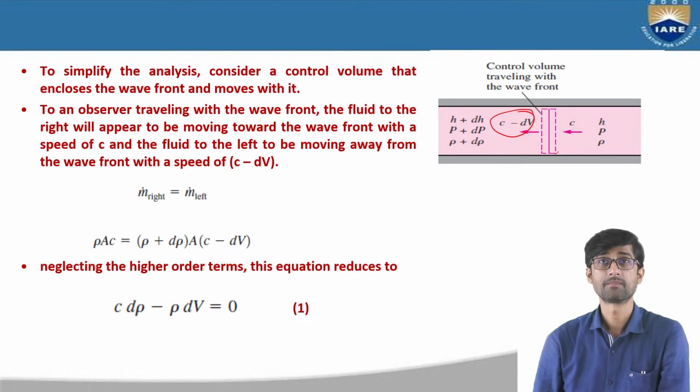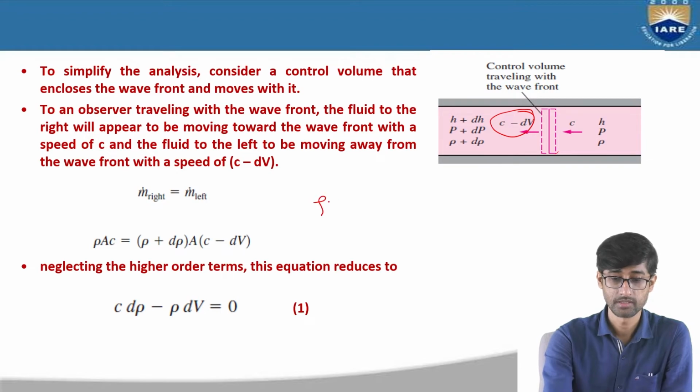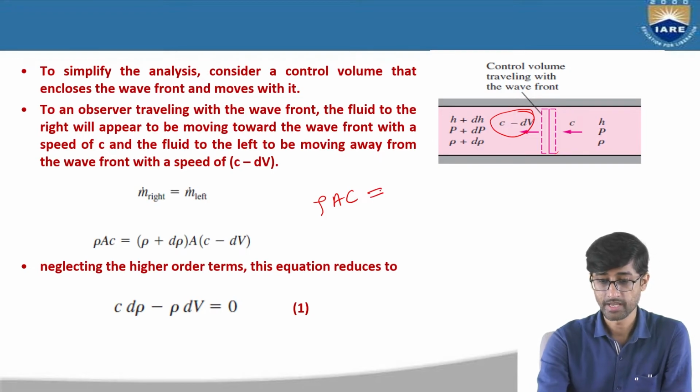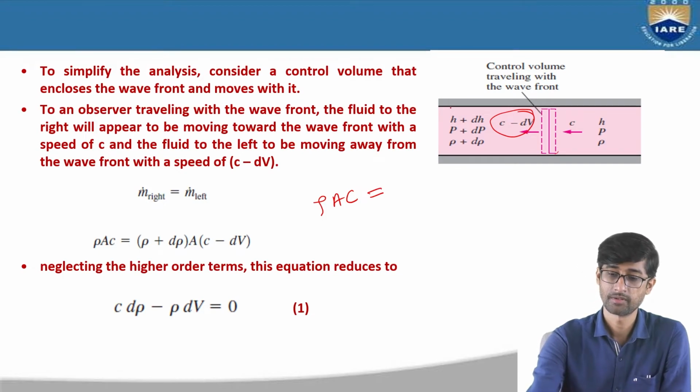Now we'll apply the mass balance equation to the left and right sides. What is the mass in? That is equal to density rho times area A times velocity c, since the speed of sound is c. What is the change in properties when this wave front moves from left to right? The thermodynamic properties change from enthalpy h, pressure P, and density rho to h plus dh, P plus dP, and rho plus d rho.